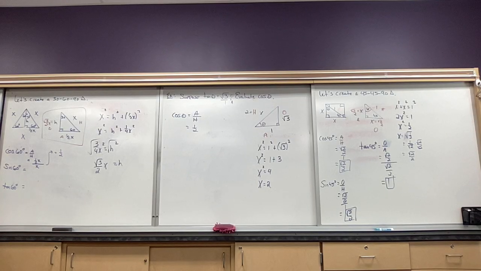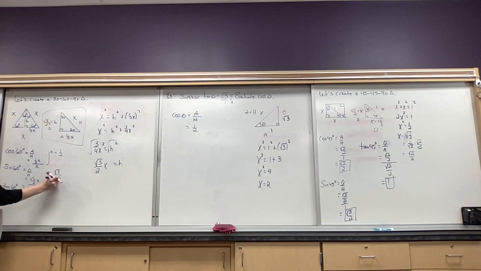Okay, sine of 60. So here's 60. So opposite over hypotenuse. So that's going to be square root of 3 over 2 x, divided by, oh, sorry, there's an x over there. We can see that the x's are going to cancel.